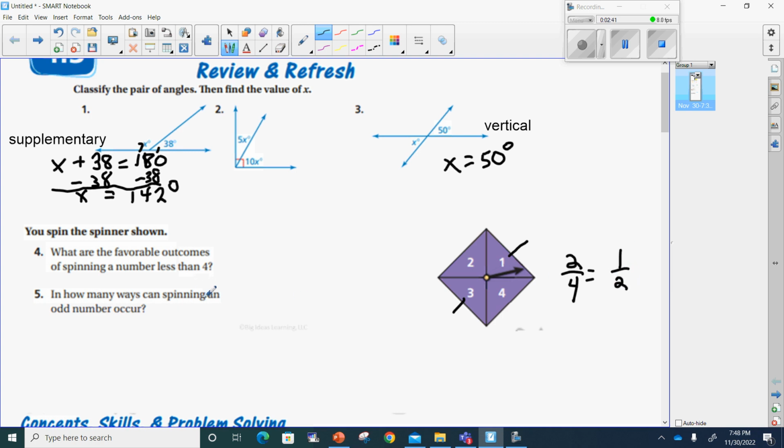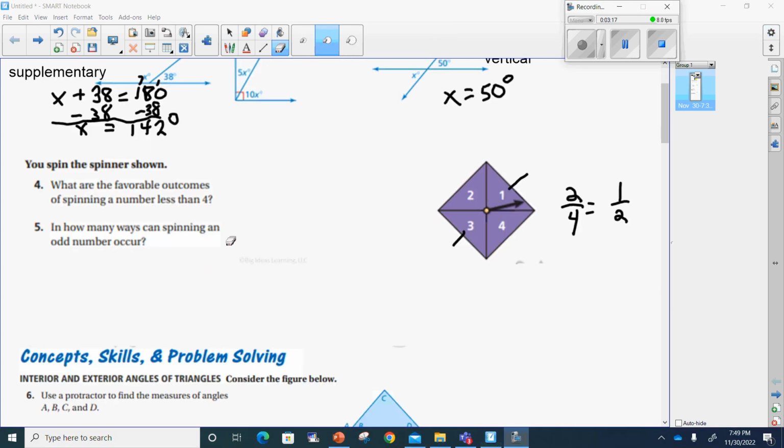All right, so how many ways can spinning an odd number occur? 2 out of 4, about half of the time. All right, so I guess when they say how many ways, it's really 2, right? They can get a 1 or they can get a 3. So I'm thinking your answer should probably be C, 2. And I'm not quite sure what's jamming up here. Let me fix it. There we go. Sorry about that. So it's 2 ways.